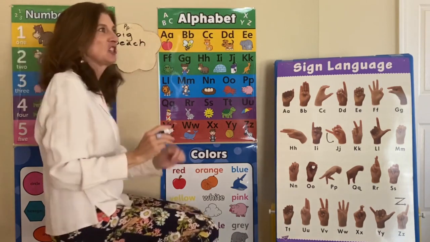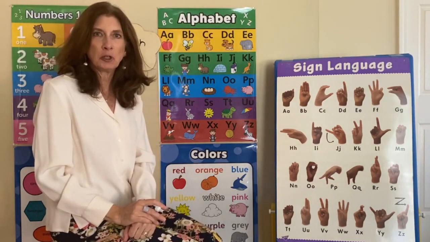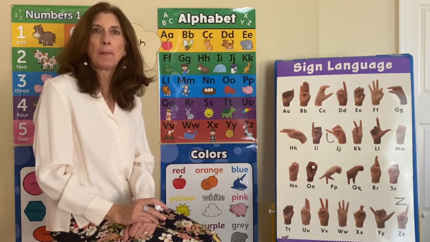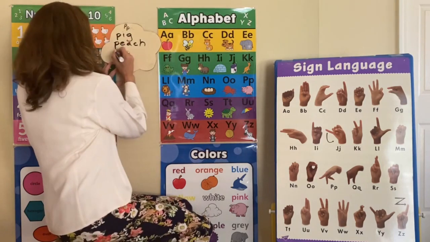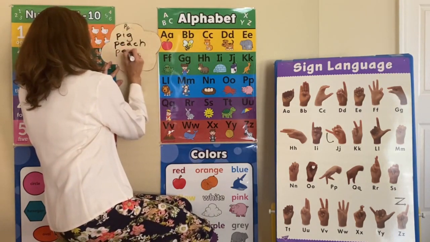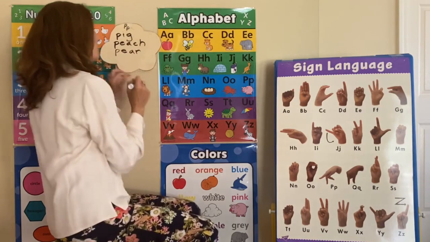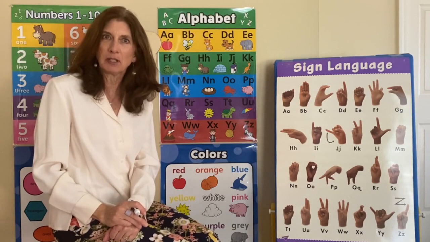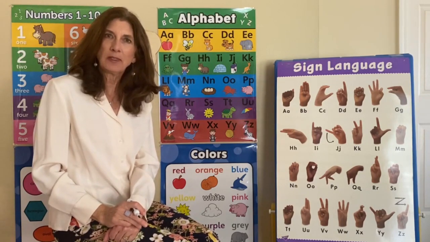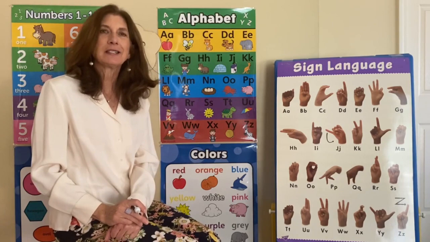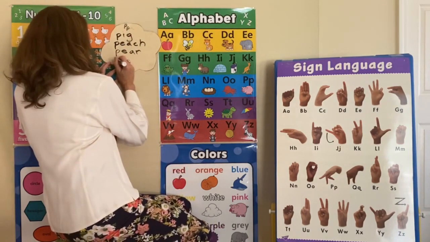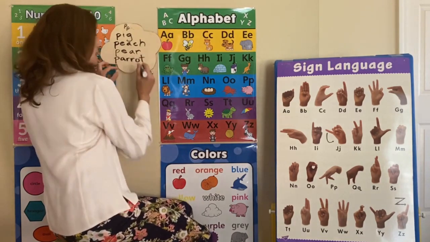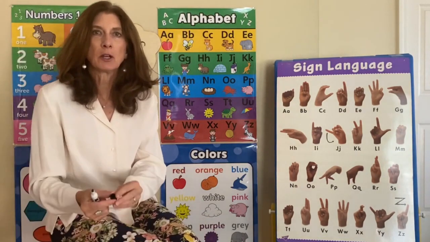P, peach. Now there's another fruit, and it's not an apple, and it's not a peach. It's a pear. Pear starts with the letter P. We have peach, we have pear. Both of those are fruits. And let's do one more. This is a type of bird, and sometimes this bird can talk. Do you know what the name of that bird is? It's a parrot. Let's write parrot. Parrot starts with the letter P. Parrot. Okay, now we've done some letter P words.